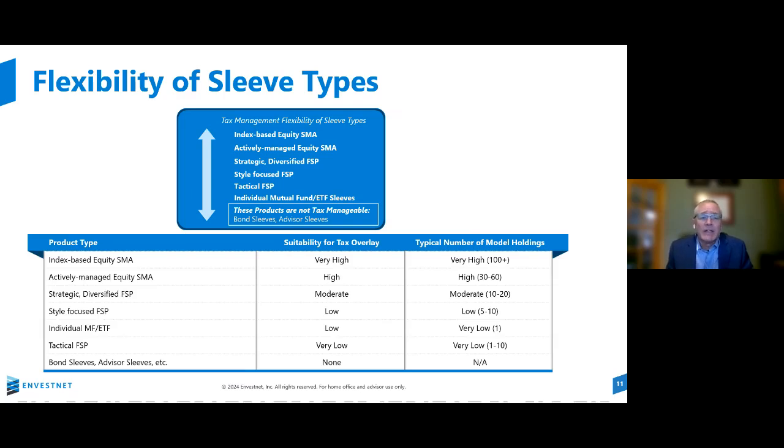So although we can accommodate individual mutual fund and ETF sleeves, and we can accommodate FSP sleeves, you get much better suitability from a tax overlay standpoint with that index-based SMA sleeve. And that's because it has a large number of holdings. And if you think about what we're trying to do, we're trying to provide a client-specific tax efficient outcome, we benefit from a greater number of tax lots. Because as I mentioned, we manage all of these accounts to the individual tax lot level, which gives us a lot of flexibility if we have more index-based equity SMA sleeves or active managed SMA sleeves.